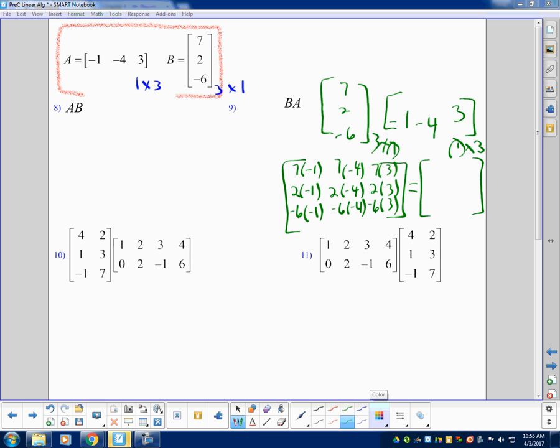So my 3 by 3 matrix is negative 7, negative 28, and 21. And then negative 2, negative 8, 6, and 6, 24, negative 18. So a very different matrix, multiplying A times B versus B times A.